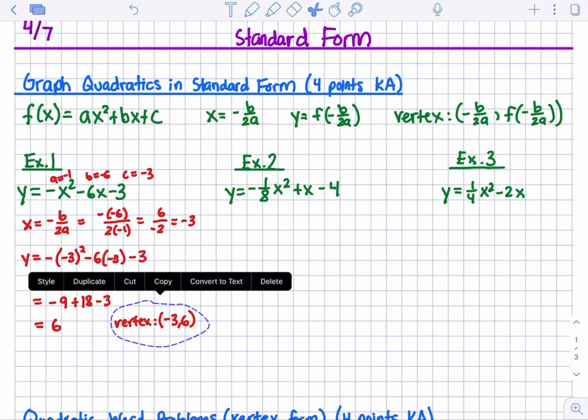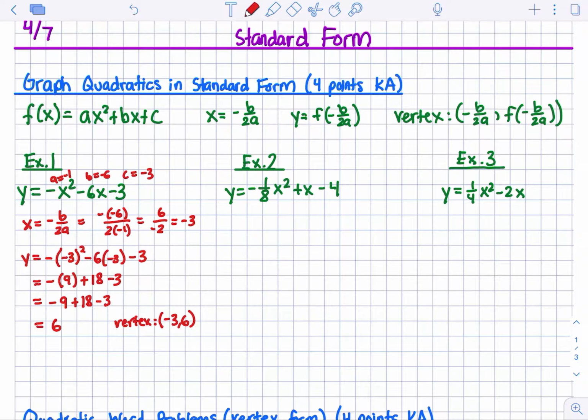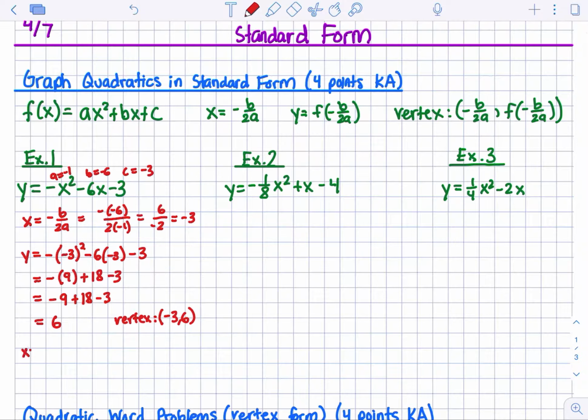And then finally, we just have to find the y-intercept. So the y-intercept, you guys, is when x is equal to 0. So y is equal to negative 0 squared minus 6 times 0 minus 3, which just simplifies to negative 3. So the y-intercept is 0 comma negative 3, and those 2 points are the 2 points you need in order to graph: finding your vertex and finding your y-intercept.